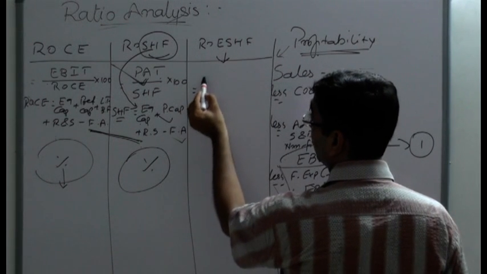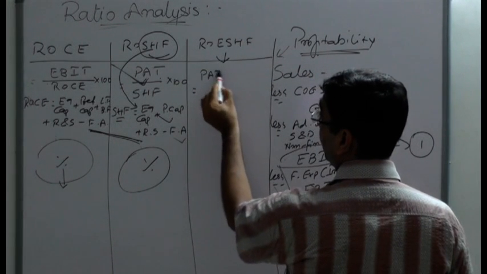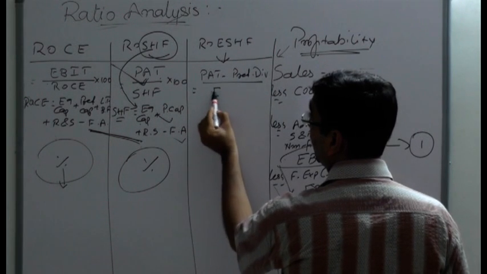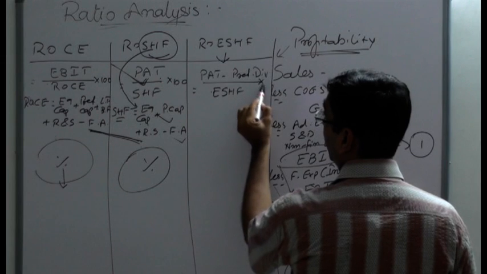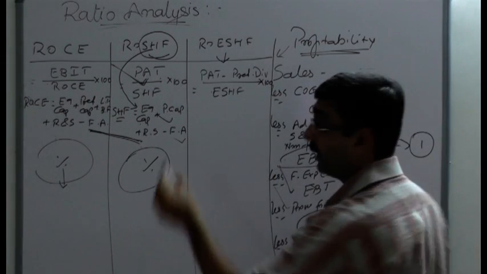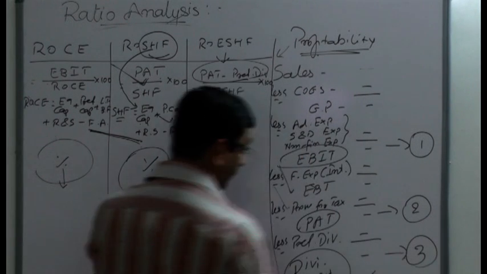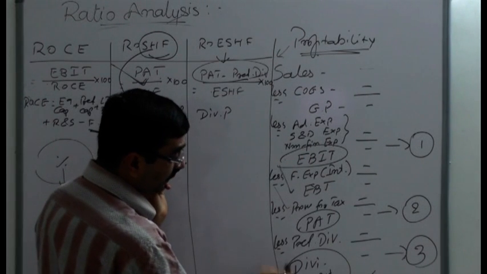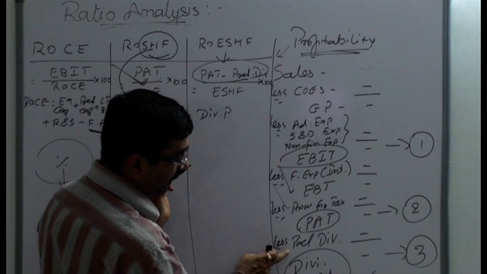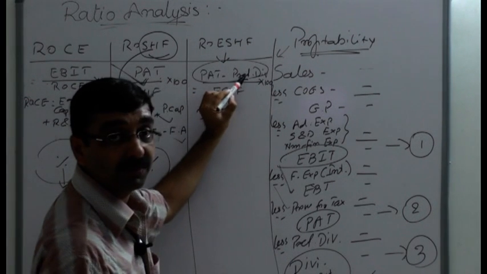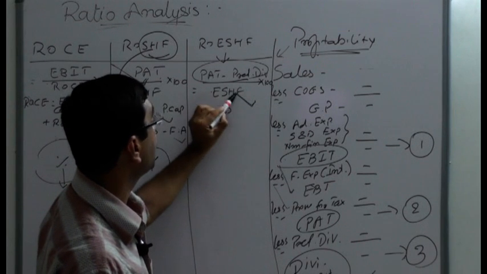The formula is very simple: PAT minus preference dividend divided by equity shareholders fund into 100. You can write divisible profit instead of this, which is already found here. Ultimately, divisible profit is also found through profit after tax minus preference dividend. Or you can write both the things here: profit after tax minus preference dividend divided by equity shareholders fund.